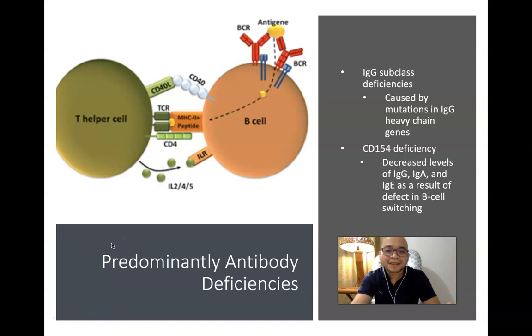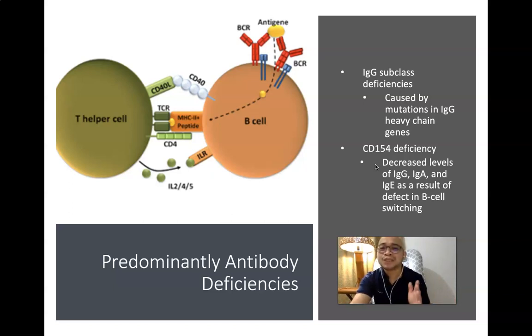So what will happen if the patient lacks CD154 or CD40L? A defect in this gene will result in inability to undergo immunoglobulin class switching. This is associated with hyper IgM syndrome. As you can see here in the description, there would be decreased levels of IgG, IgA, and IgE because of the defect in B cell switching. So there would be hyper IgM. You have many IgM, but you will lack IgG, IgA, and IgE.